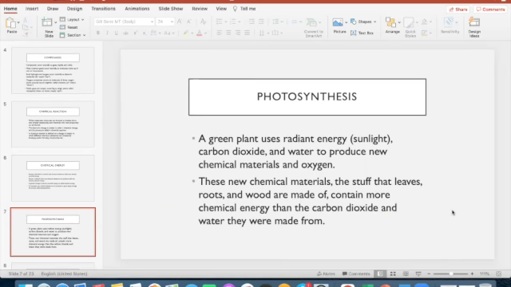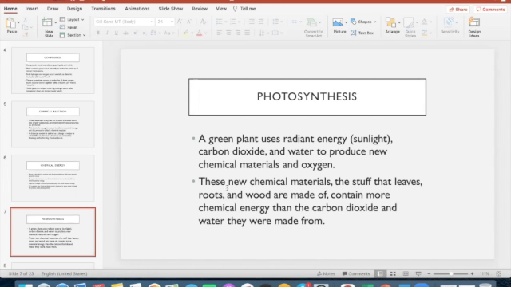If you haven't heard of photosynthesis, I think this is taught in beginning biology, intro to bio. This is when a green plant uses radiant energy, the sun rays from sunlight. It has carbon dioxide and water, and it uses those to produce new chemical materials and oxygen. You may have heard that trees help clean the air. It's true, they absorb some of the carbon dioxide and let out oxygen.